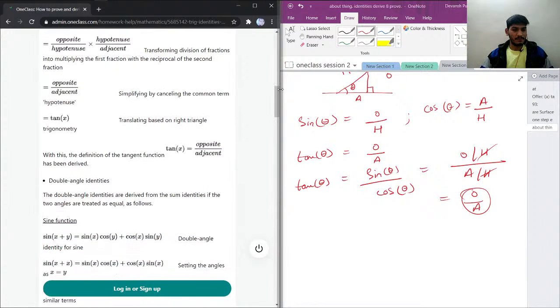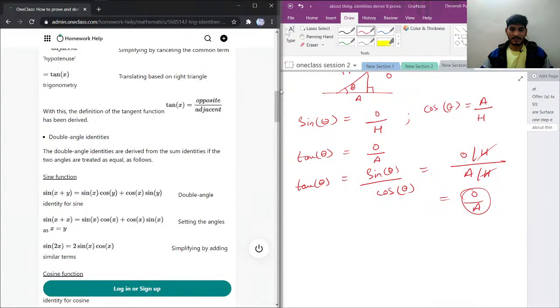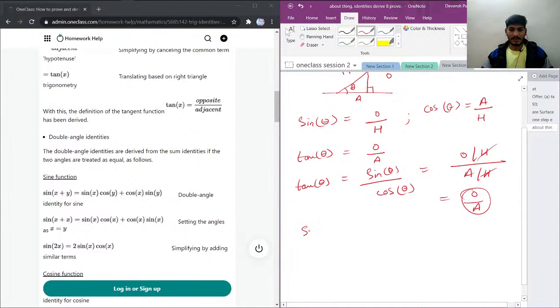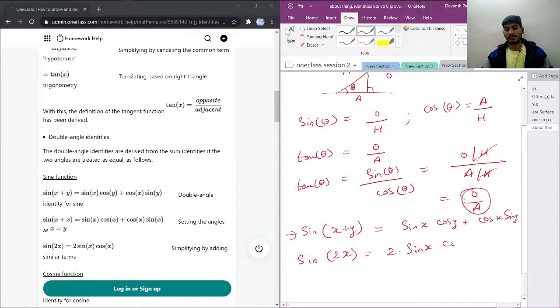Then we have double angle identities. So we have double angle identities as sine of x plus y is sine x cosine y plus cosine x sine y. Then we have, okay, so with this identity we can prove that sine of 2x is basically 2 times sine x cosine x.